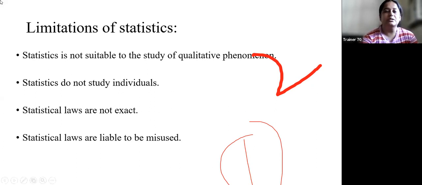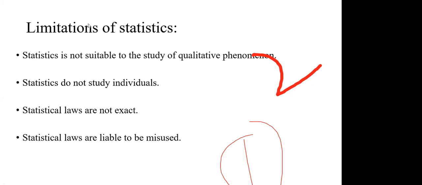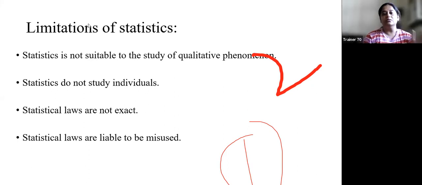Second limitation is that statistics does not study individuals. So to study statistics, we need a group. For example, if you want to calculate the average, अब किसी single चीज का तो average हम नहीं निकाल सकते. We need a group on which we can perform our study. उसके बाद ही हम अपने कुछ conclusions या statistical tools and techniques apply करके कुछ result दे पाएंगे. तो statistics does not study individuals. For statistics, we need a group of objects, or we need a group of individuals.